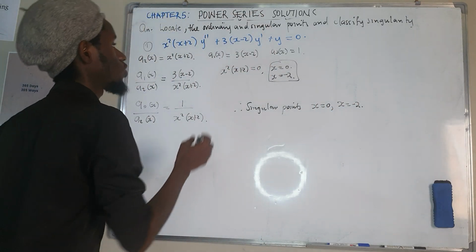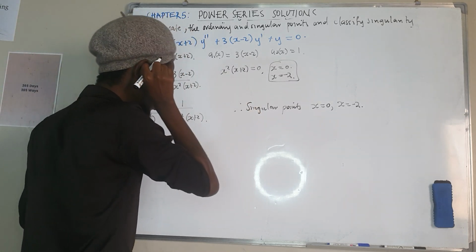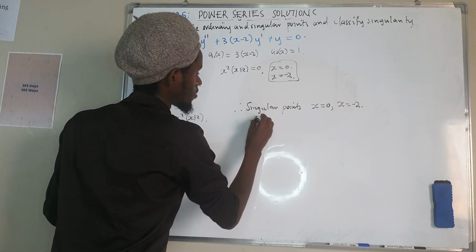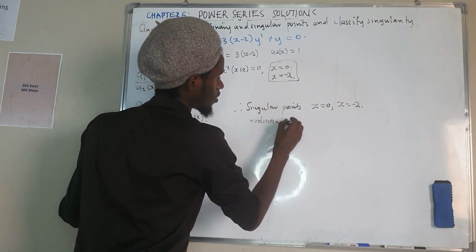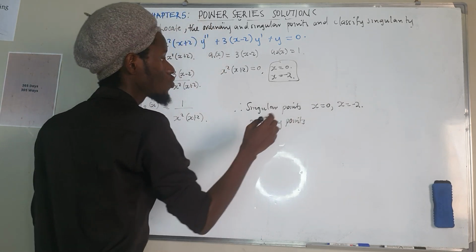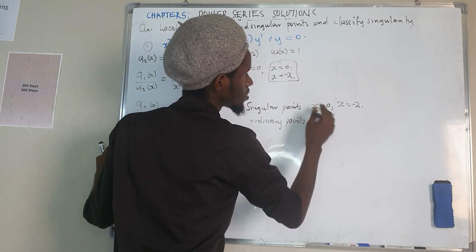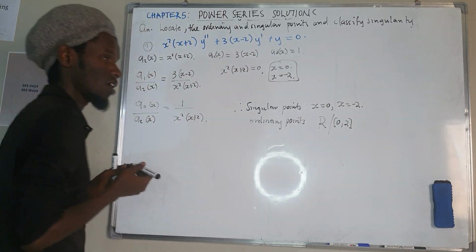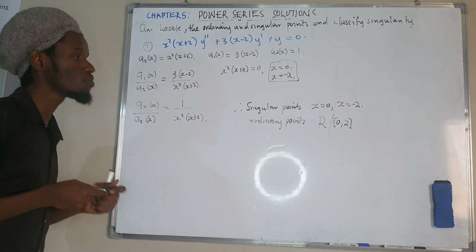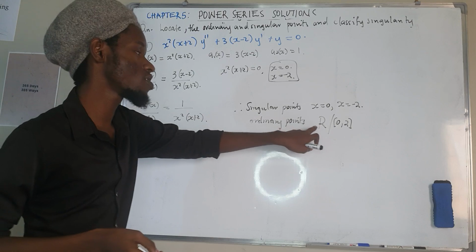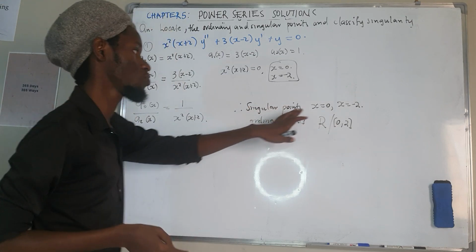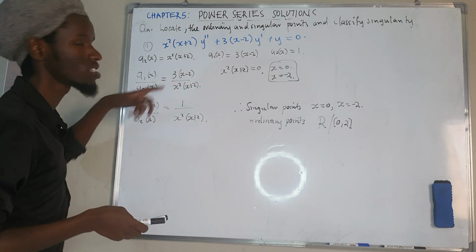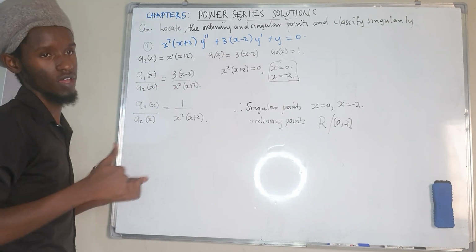Then what will be our ordinary points? The ordinary points are going to be all real numbers except 0 and negative 2. Are we together? All real numbers except 0 and negative 2, and then our singular points are going to be 0 and negative 2, because 0 and negative 2 make these two functions undefined. I think we are together.